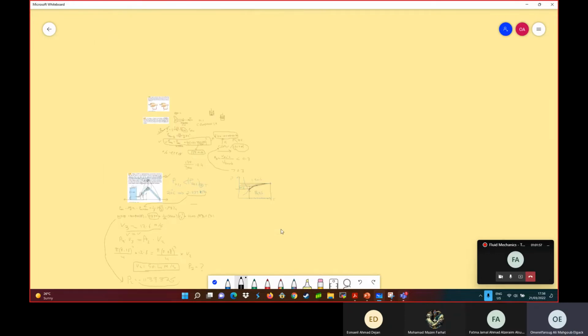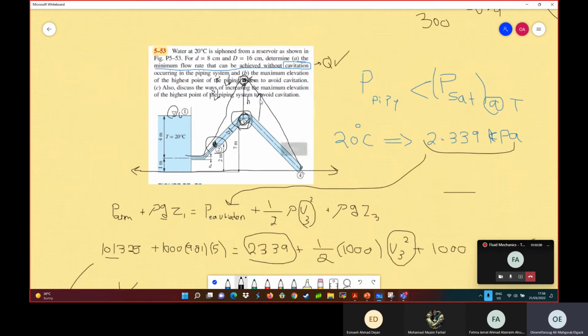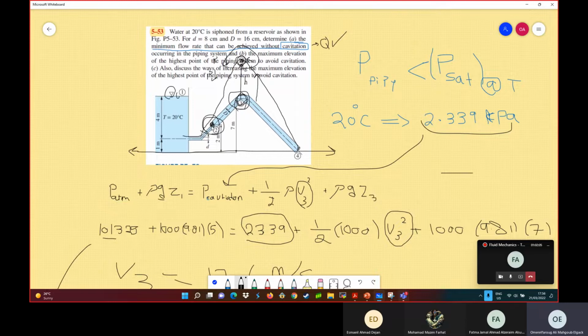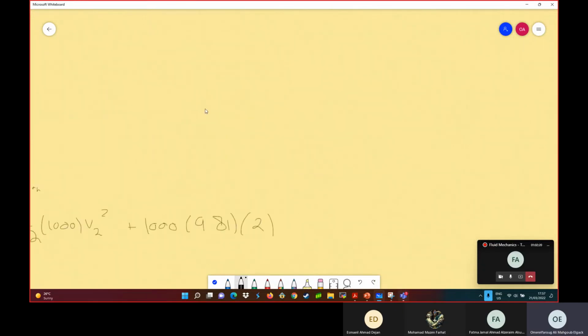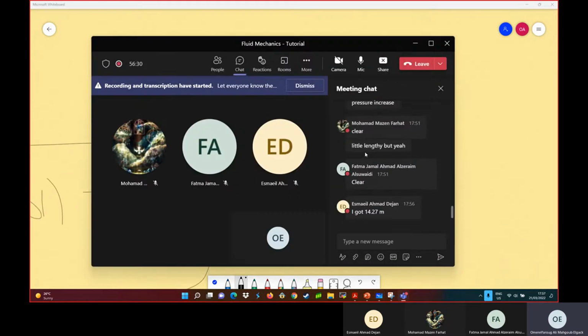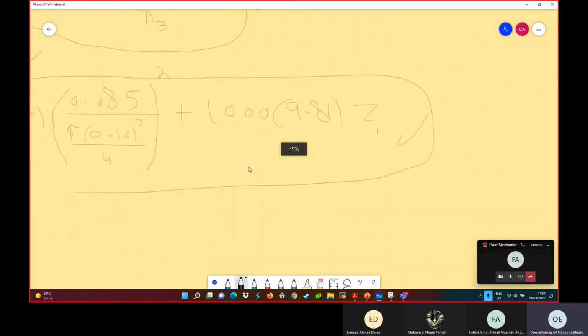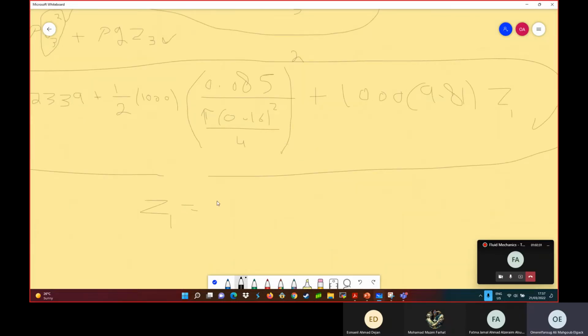In this case, at both this point and this point cavitation can occur, because I assumed that cavitation will occur here when the point 3 was at this elevation. But when I raise it up and substitute the cavitation pressure here, then cavitation may occur either here or in both. Okay. Clear? Part 2. Yes, that's correct. 14.27, this is the correct answer. Z is equal to 14.27.